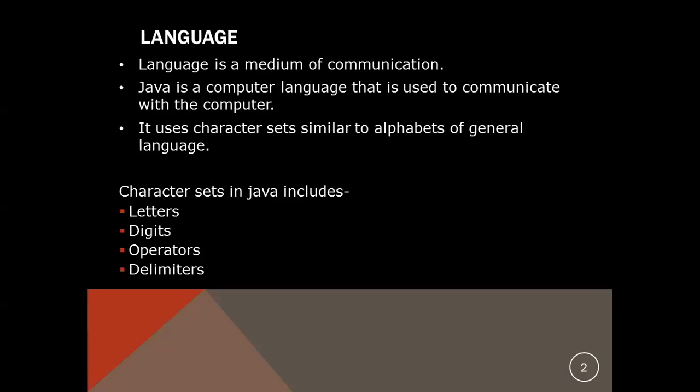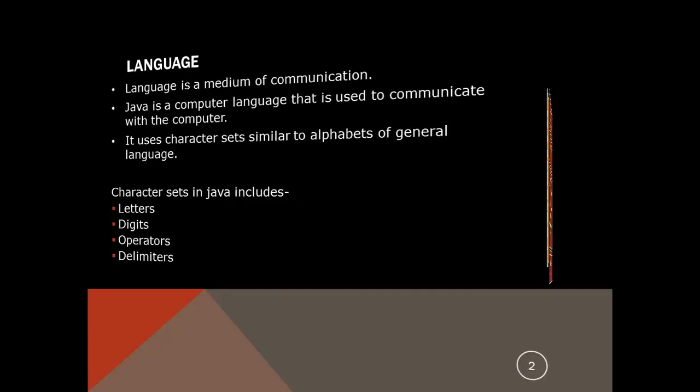We human beings communicate among ourselves by means of a language. Similarly, Java is a computer language that is used to communicate with the computer. Every language has some character sets. Similarly, Java also has a few character sets, and character sets in Java include letters, digits, operators and delimiters.